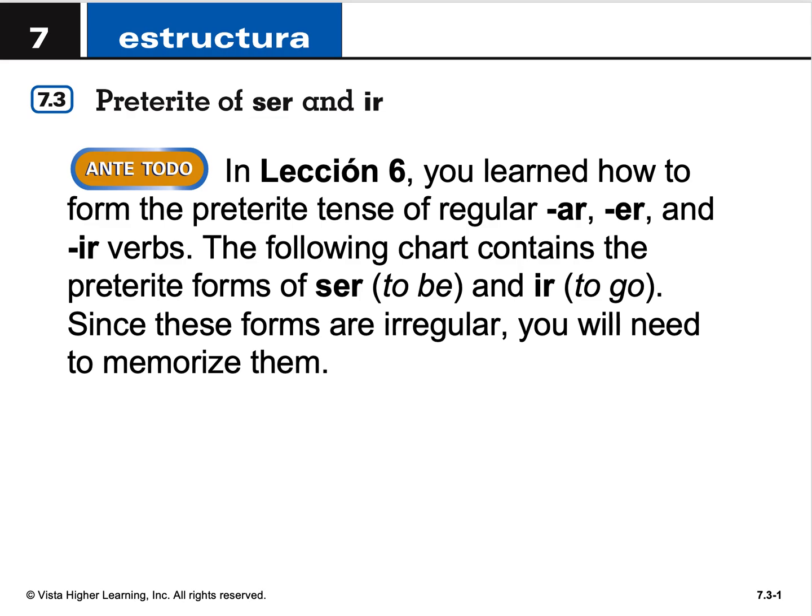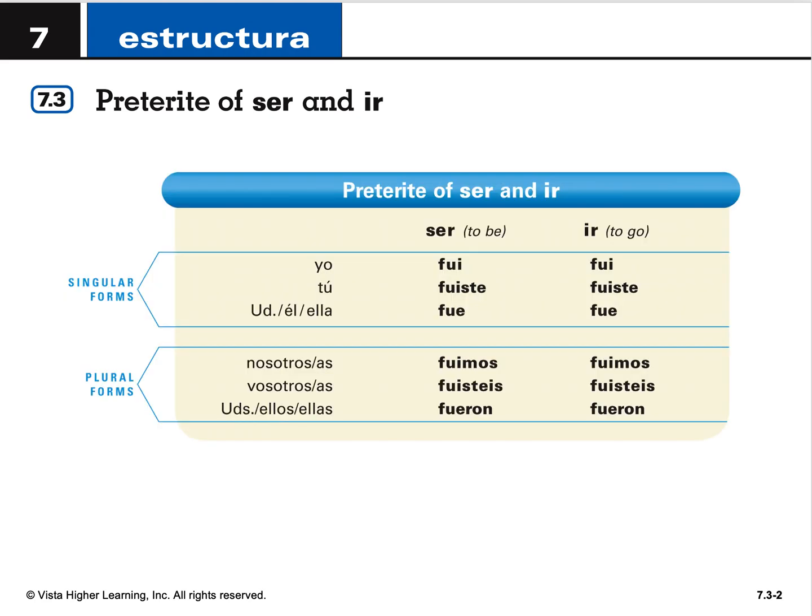We're going to continue on with the grammar and Lección 7, and we're going to look at the preterite of ser and ir. If you remember back in Lección 6, you learned how to form the preterite tense of the regular AR, ER, and IR verbs. The following chart reviews the preterite forms of ser and ir, which are going to be irregular forms of these conjugations. Since they are irregular, you will need to memorize them. They're not going to follow a pattern of our typical preterite forms.